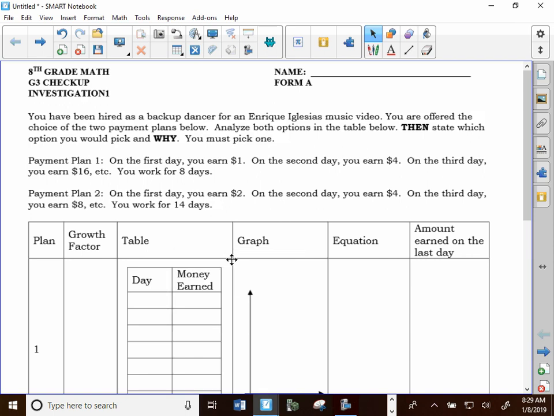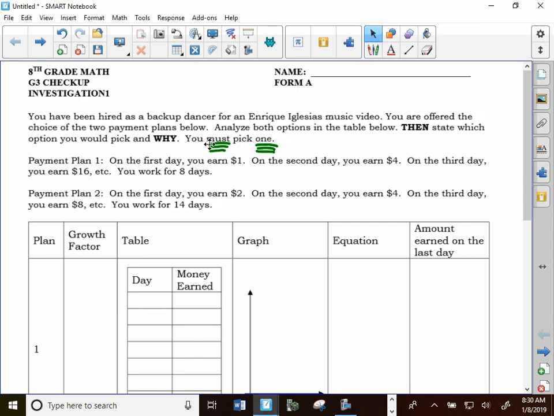All right, everybody, we are going to go over the practice quiz in the first investigation that is going to be taken tomorrow, Wednesday, January 9th. So here's the scenario. You've been hired as a backup dancer for an Enrique Iglesias music video. You are offered the choice of two payment plans below. Analyze both options in the table below. Then state which option you would pick and why. You must pick one. Keyword, you must pick one.